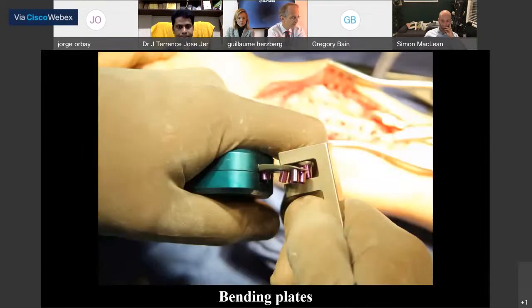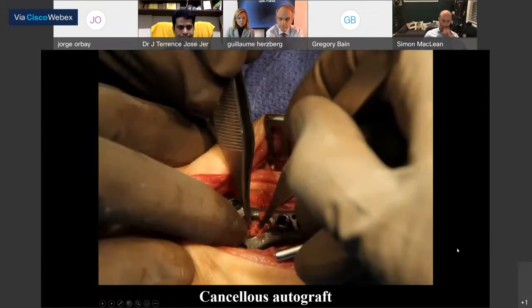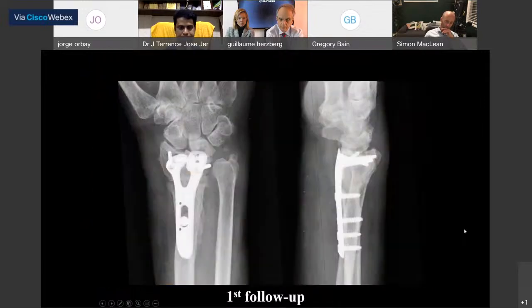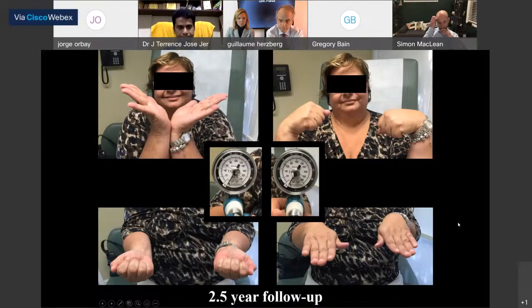The plate must be adjusted to the deformity we're inducing, and this is the immediate post-op. The intra-op, packing bone graft to the opening wedge, the first post-op X-ray, and 2.5 years later. This certainly does not look like a normal radius, but she healed, she maintained motion at the radiocarpal joint, and she has a rather satisfactory result for such a terrible situation.